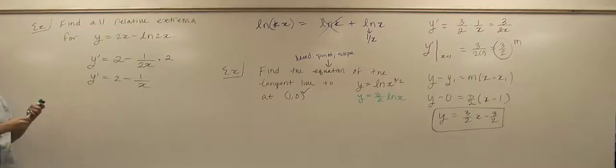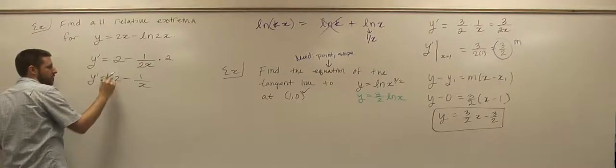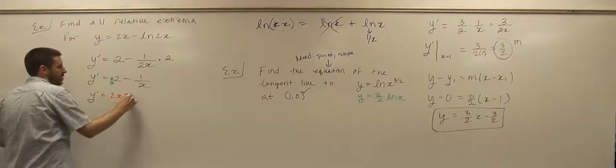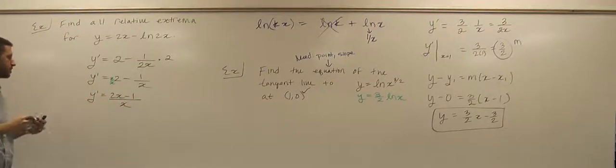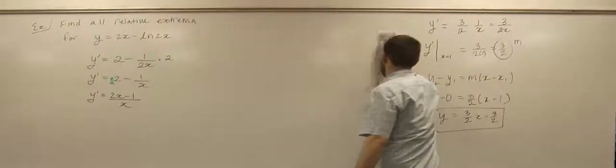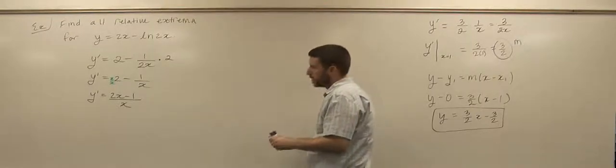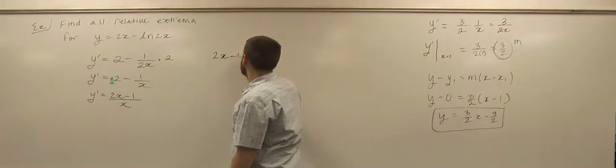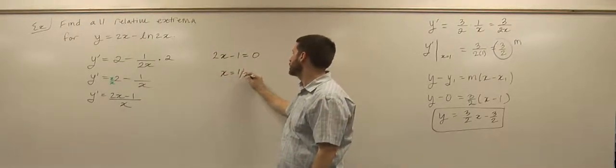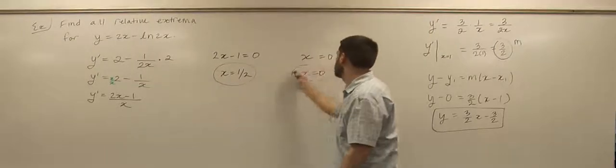Well, let's go ahead and get one fraction here. So I'll multiply by x on top and x on bottom, right? x over x. So y prime is (2x minus 1) over x. How do I find my critical numbers? Top and bottom is 0, right? Undefined and when it actually equals 0. So I'll have to do 2x minus 1 equals 0. x equals 1/2 when you solve, and x equals 0. These are my critical numbers.